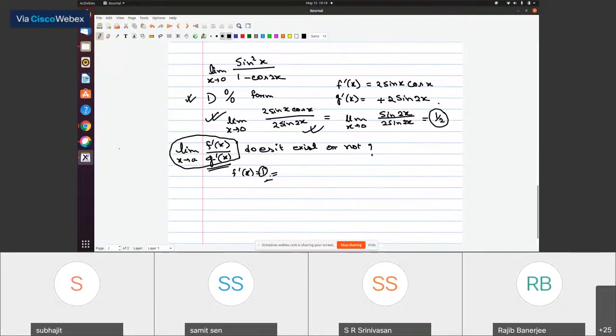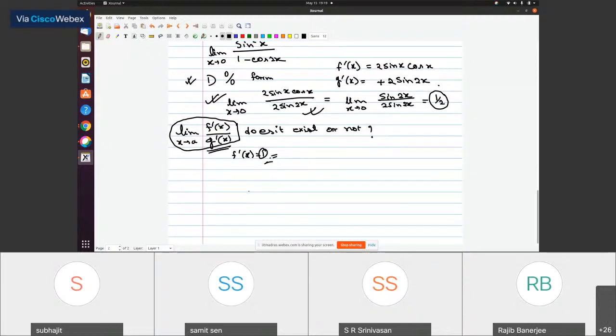Next question, sir. A 1 by infinity form: limit x tends to 2. Can you write the limit as x tends to 2 of 5x minus 9, whole to the power 1 by x minus 2.